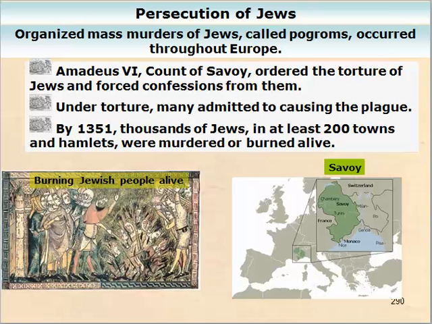Amadeus the Seventh, Count of Savoy, ordered the torture of Jews and forced confessions from them. Under torture, many admitted to causing the plague. By 1351, thousands of Jews in at least 200 towns and hamlets were murdered or burned alive.